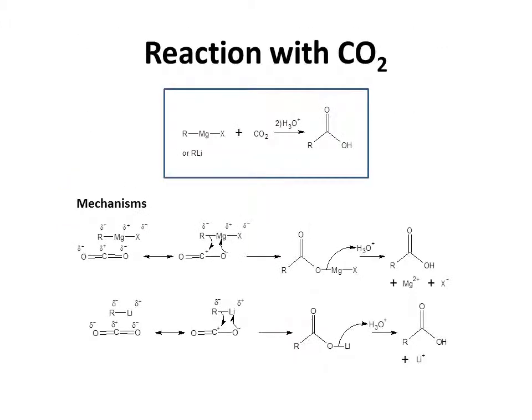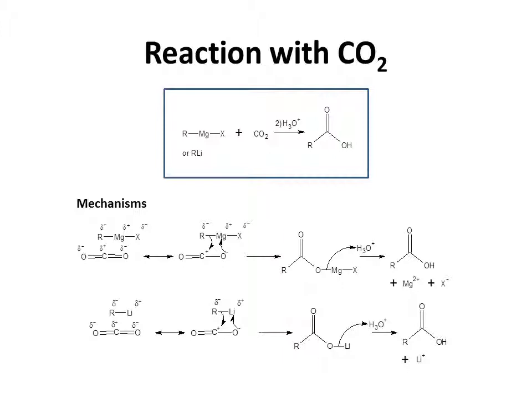Okay, let's look at the simplest example of the reaction of an organometallic reagent with C double bond O, and that would be the reaction with CO2, carbon dioxide. So if we have a Grignard reagent or organolithium reacting with CO2, in the overall reaction we follow that with dilute acid to form a carboxylic acid.